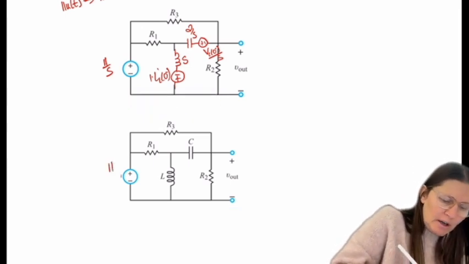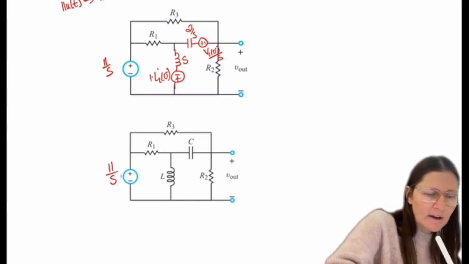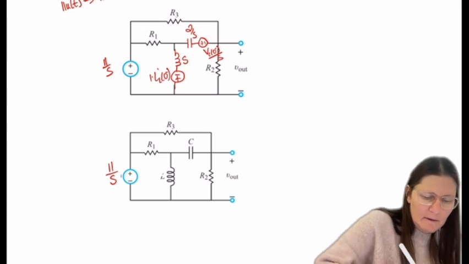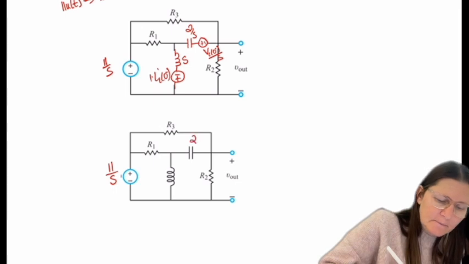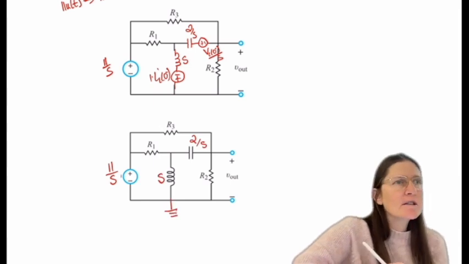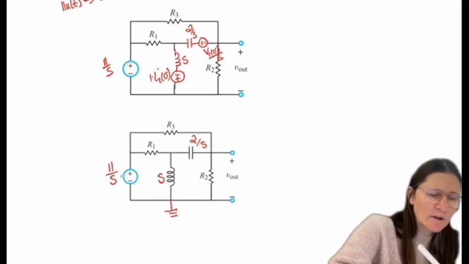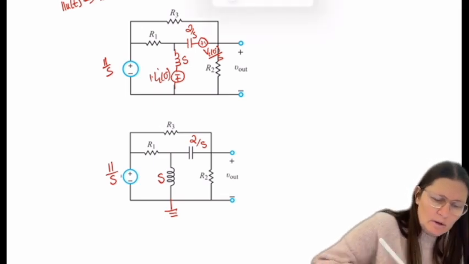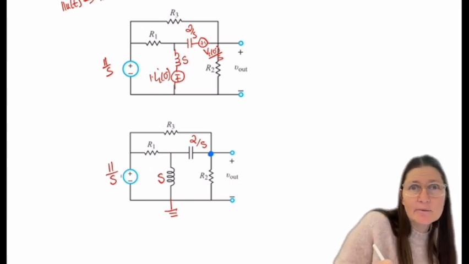So this will still be L over S, but then that short will become a wire. This becomes S. And this will just be the value of 2 over S. So this will be the circuit that you want to solve. I tend to like to put my ground on the bottom. And then this one is going to have 2 unknown nodes. So this node I can label like V out, because that's what I'm trying to solve.